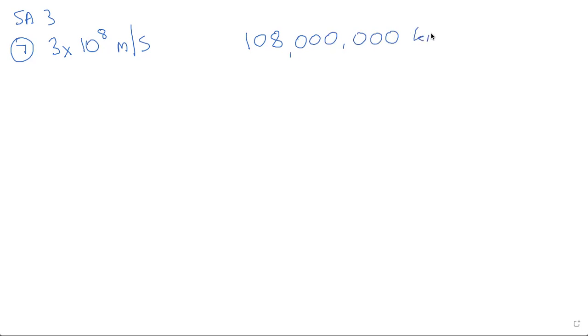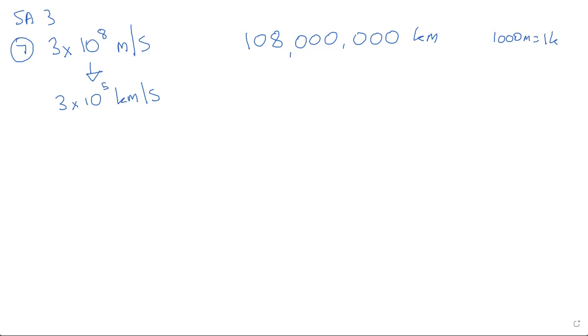The first thing I'm going to notice is that this is in kilometers and this is in meters. So I'm going to have to turn this into kilometers per second instead of meters per second. There are 1,000 meters in 1 kilometer, so I really need to divide this by 1,000, which means I just need to take off 3 zeros. Now I've converted it into kilometers per second.